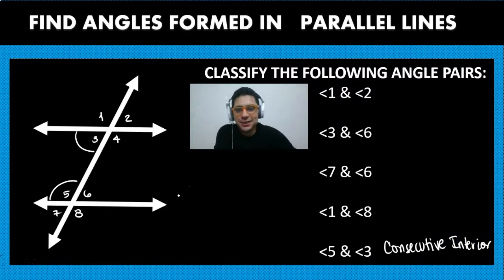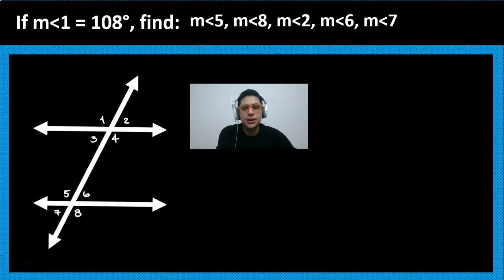Okay, now let's tackle our practice, guys. We're going to be given one angle and we have to find angles 5, 8, 2, 6, and 7. So let's see if we can do it. Feel free to pause the video if you can try doing it yourself, or if you want to learn how to do this, then let's continue.